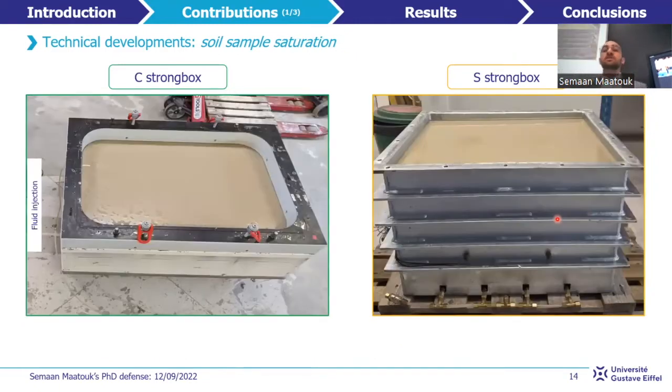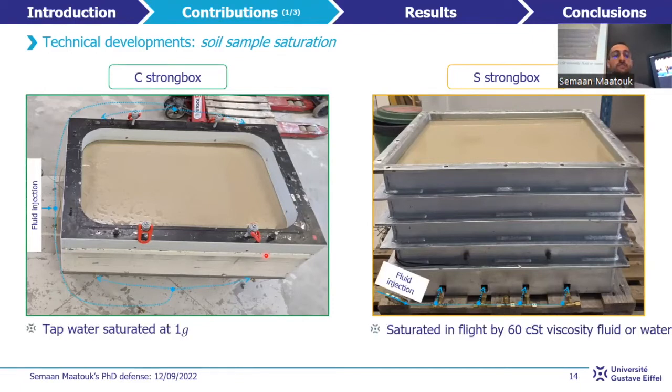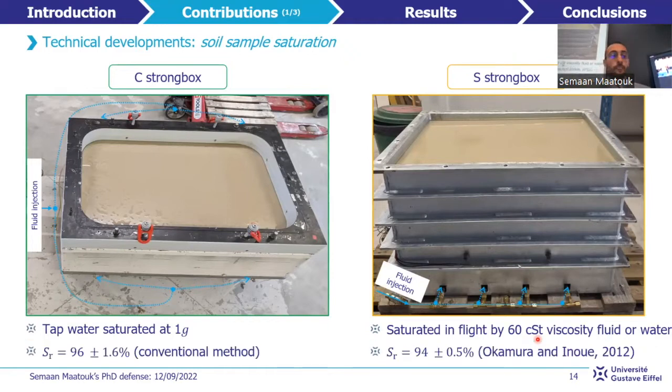The soil sample saturation is done in both cases by injecting the fluid through 4 draining channels located at the bottom of each strong box. The C1 is saturated by tap water at 1G, while the S1 is saturated in flight, mainly with the 60 cSt viscosity fluid or by water. The viscous fluid is prepared in the laboratory at a temperature of 20 degrees Celsius by a mixture of a specific quantity of water, hydroxypropyl methylcellulose, and biocide. The degree of saturation is also estimated to be 96% for the strong box C and 94% for the strong box S.